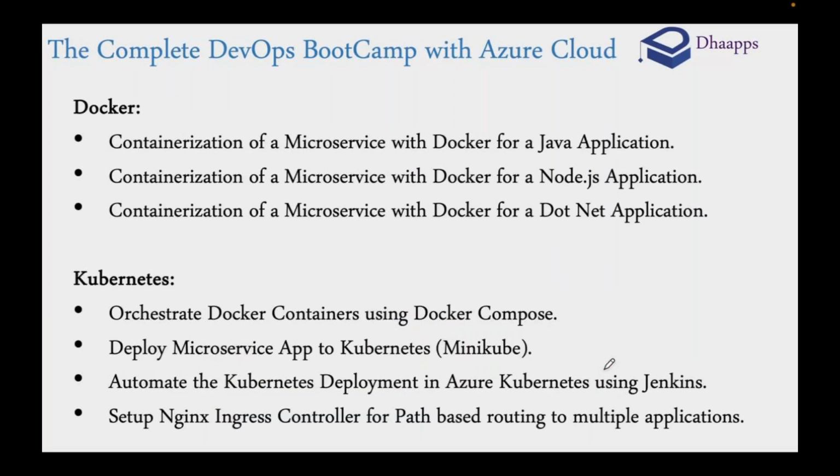And in Docker, we again have 3 projects. We are going to containerize our microservices using Docker for a Java application, a Node.js application, and a .NET application. Then we are going to deploy them using Kubernetes, using Docker Compose, then Minikube, then Azure using Jenkins, and we'll set up an Ingress Nginx controller. You will learn this after taking that course. This is the most important skill in the Kubernetes environment.